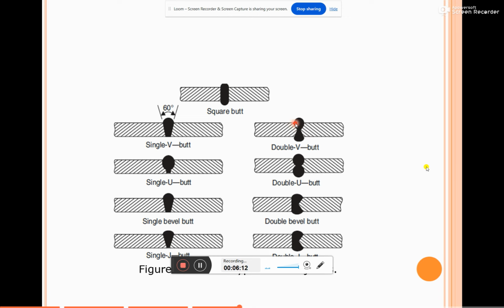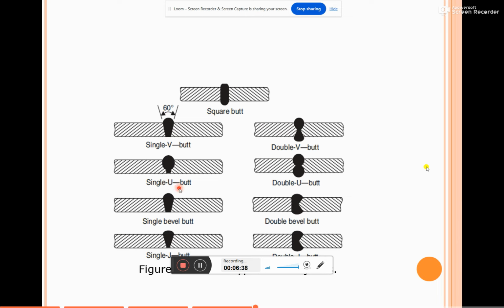In the double V butt joint, both workpieces are beveled on both sides to form the V. Such a joint we call the double V butt joint. We use it mainly when the thickness of the workpieces increases. The next one is the single U butt joint.